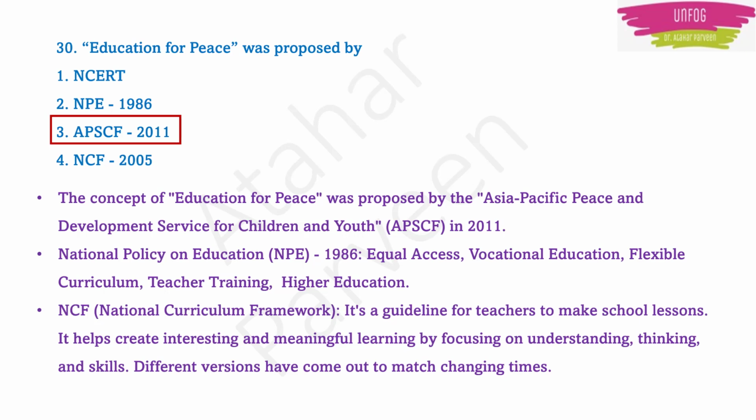Okay. Talking about NCERT, we all know that it's National Council of Educational Research and Training. This is also an autonomous organization which was set up in 1961 by the Government of India, and this institute assists and advises the central and state governments on policies and programs for improvement in school education. Basically this NCERT is related to school education, you can say. Then talking about NPE 1986, it is the National Policy on Education. It stressed equal access, vocational education, flexible curriculum, teacher training and higher education.